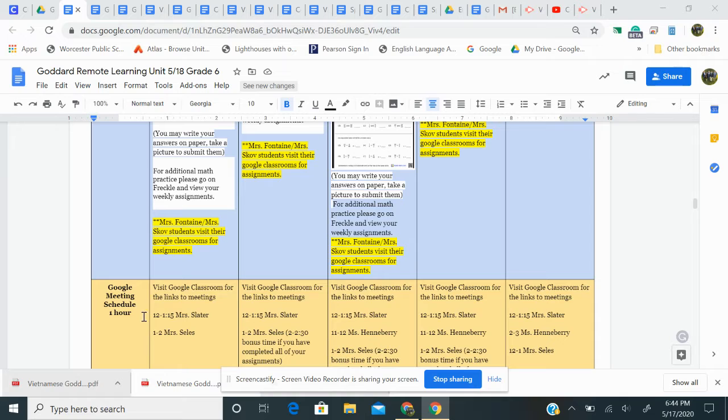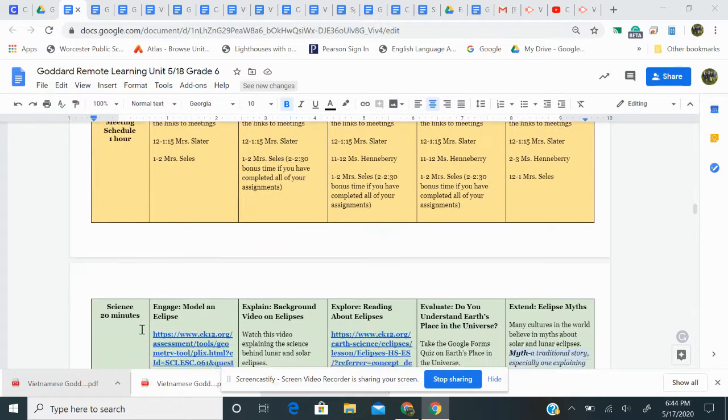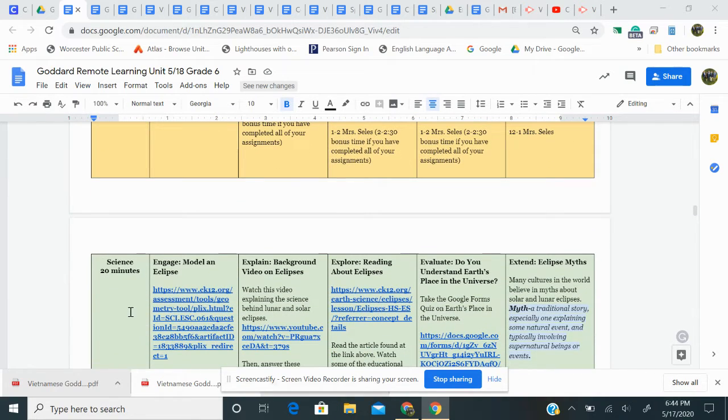Here is the Google meeting schedule for today. 12 o'clock is Mrs. Slater and 1 o'clock is Mrs. Sellis.